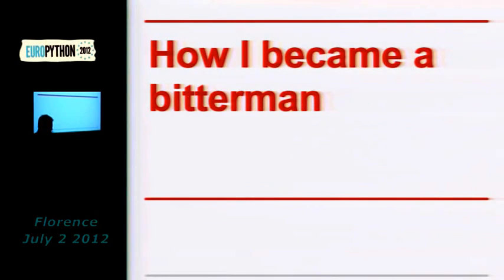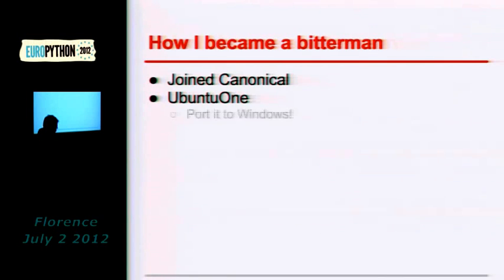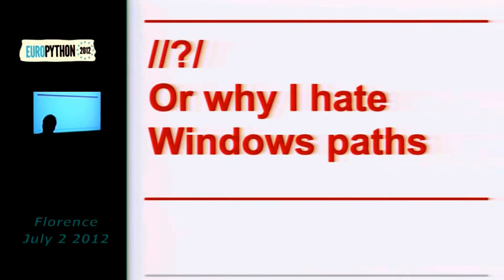Okay, so this is going to be a 5-minute story of how I became a bitter man because of Python. So sorry for you guys. So how did that happen? Joining Canonical, I'm going to be working on Ubuntu. I don't get Red Hat or anything like that, but I get lots of conversations about Unity. Porting Ubuntu One to Windows, well, it's Python, so it should work, right? It's based on Twisted. Shouldn't be a big problem till you start doing it.